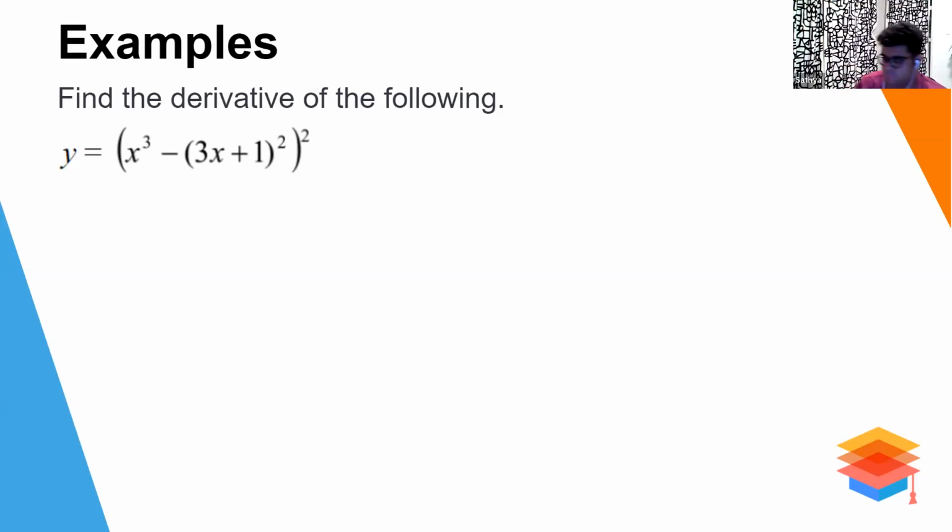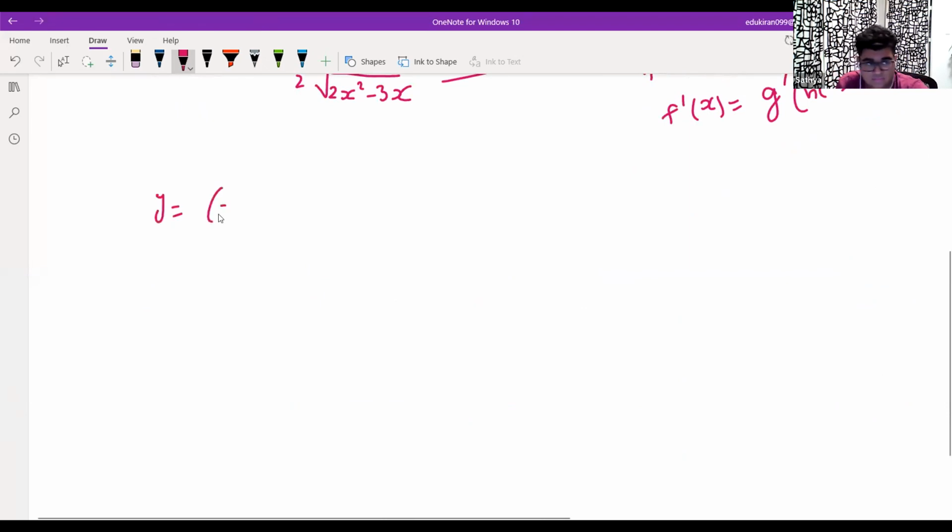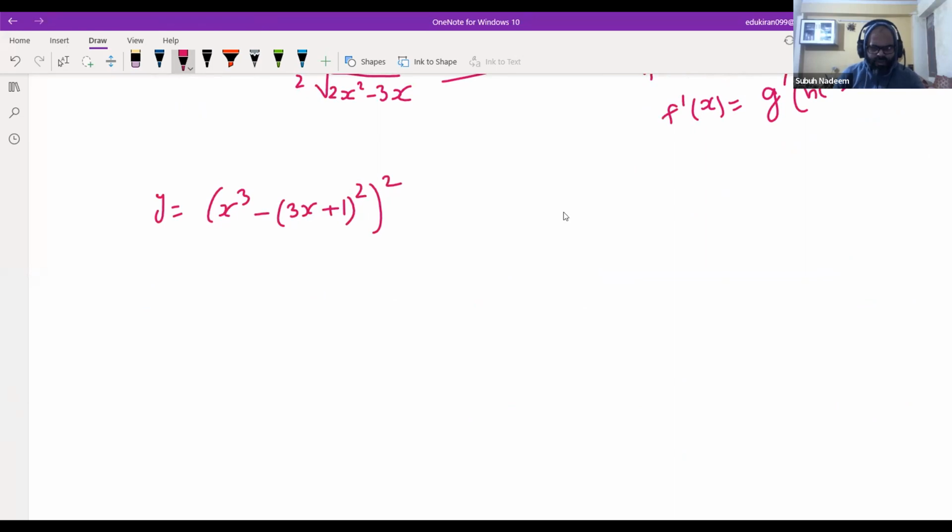Sir, I got 2x cubed minus 18x squared minus 12x. Okay, let me write it. First, you tell me the question, then you tell me your answer. I will see whether that is fine. So, what was the question? Y equals x cubed minus open bracket 3x plus 1 the whole square, and this square again. Yeah. Okay, and your answer?